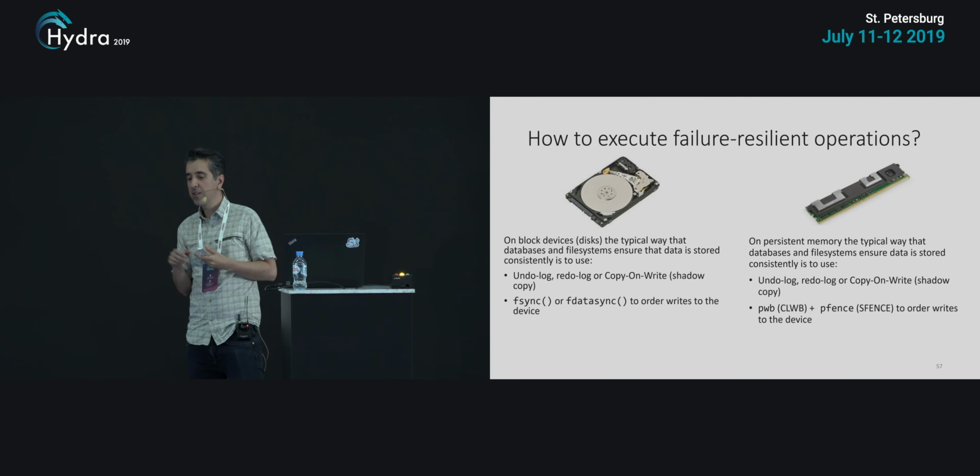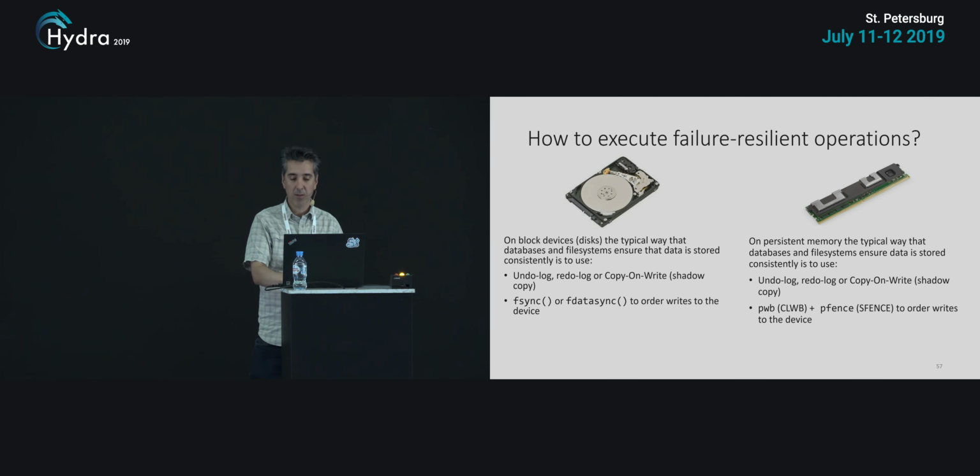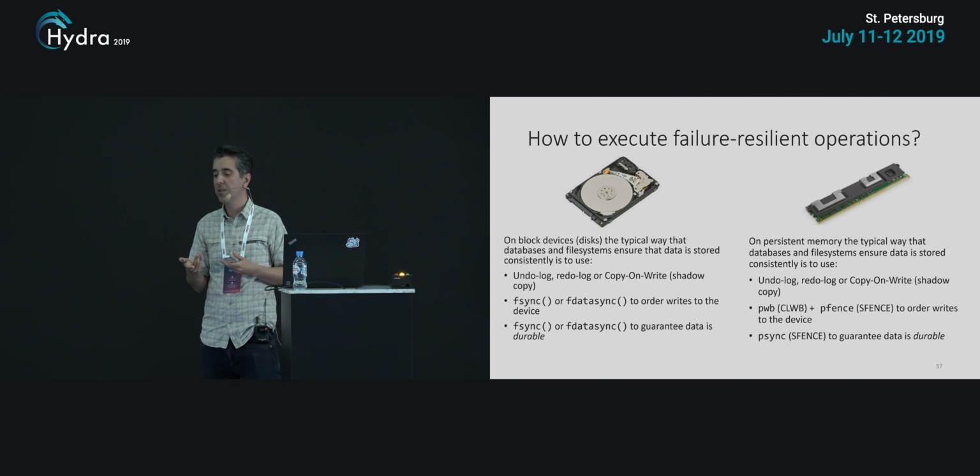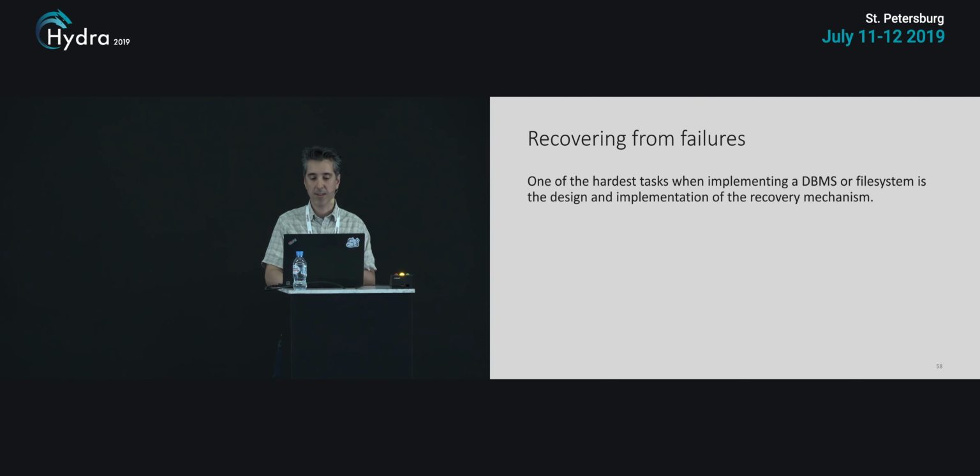Because it's all about failure resilience. On disk, you use fsync and fdatasync to order the writes to the device so that this algorithm is going to work correctly. On persistent memory, there are different instructions to do that, but they have the same purpose. And to guarantee that the data is durable, remember this round trip to the device, it's again fsync, fdatasync, and on persistent memory, it's psync.